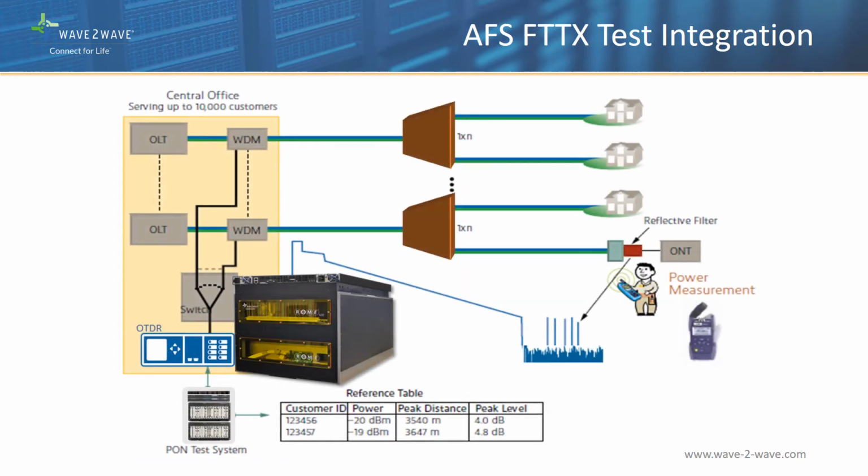OpEx savings can also result from testing multiple PONs with the same OTDR using an automated optical switch to select the PON to be tested at the CO. This approach enables a single OTDR to handle testing for an entire CO. The slide shows how to use this centralized approach.